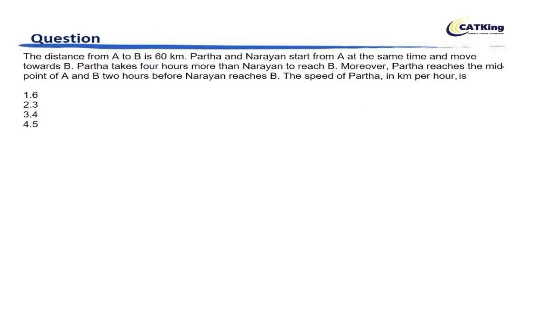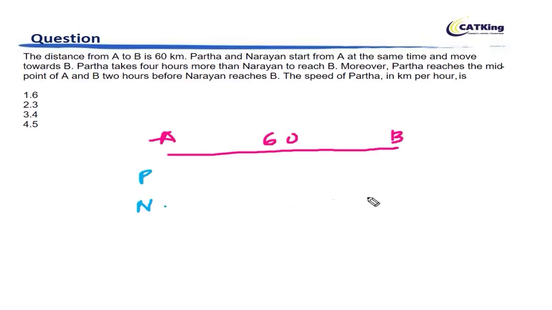The first question, which is from time, speed, distance, says that the distance from point A to point B is given as 60. Now Partha and Narayan start from A, both move towards B. Partha takes 4 hours more than Narayan to reach B. So let's say that Narayan takes X hours to reach B. So Partha takes X plus 4 hours to reach B.